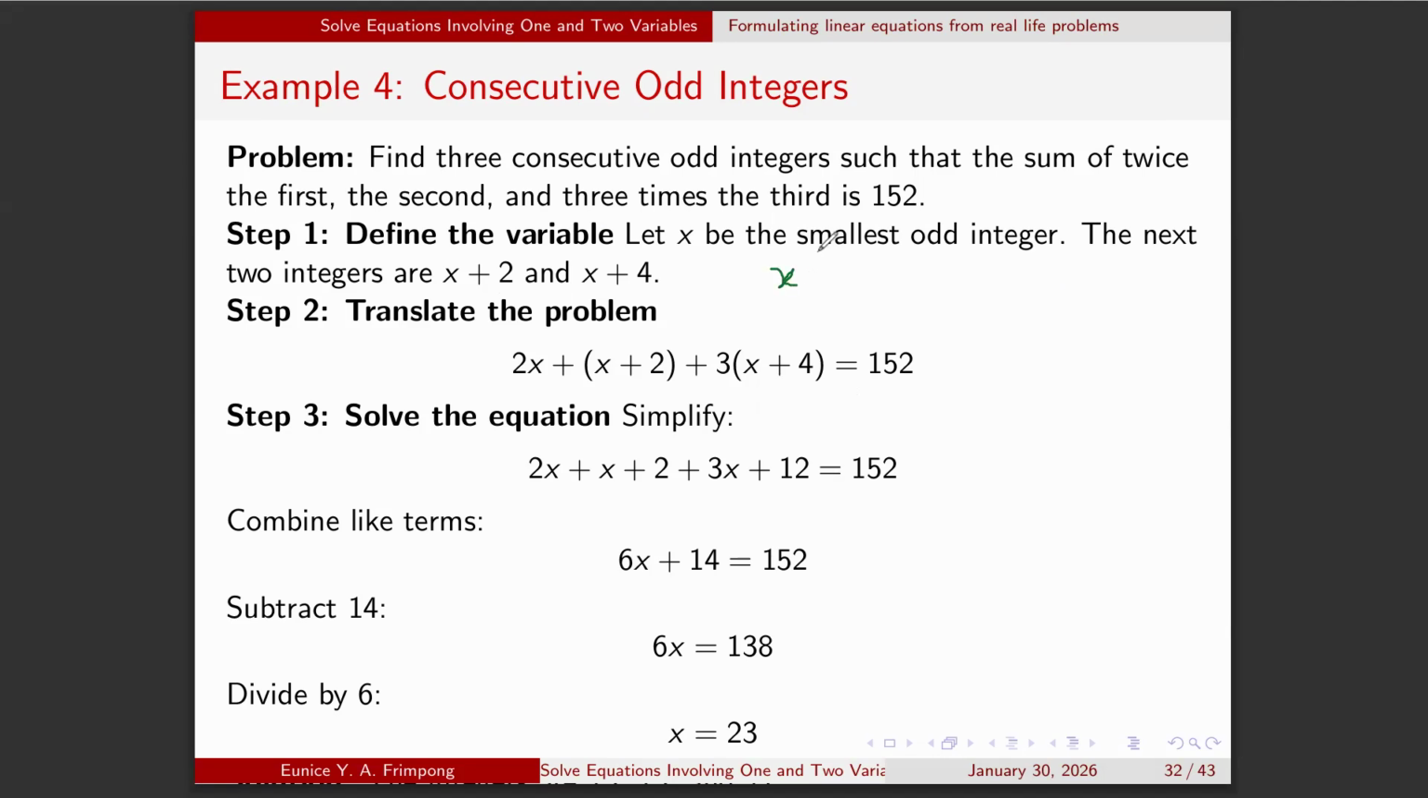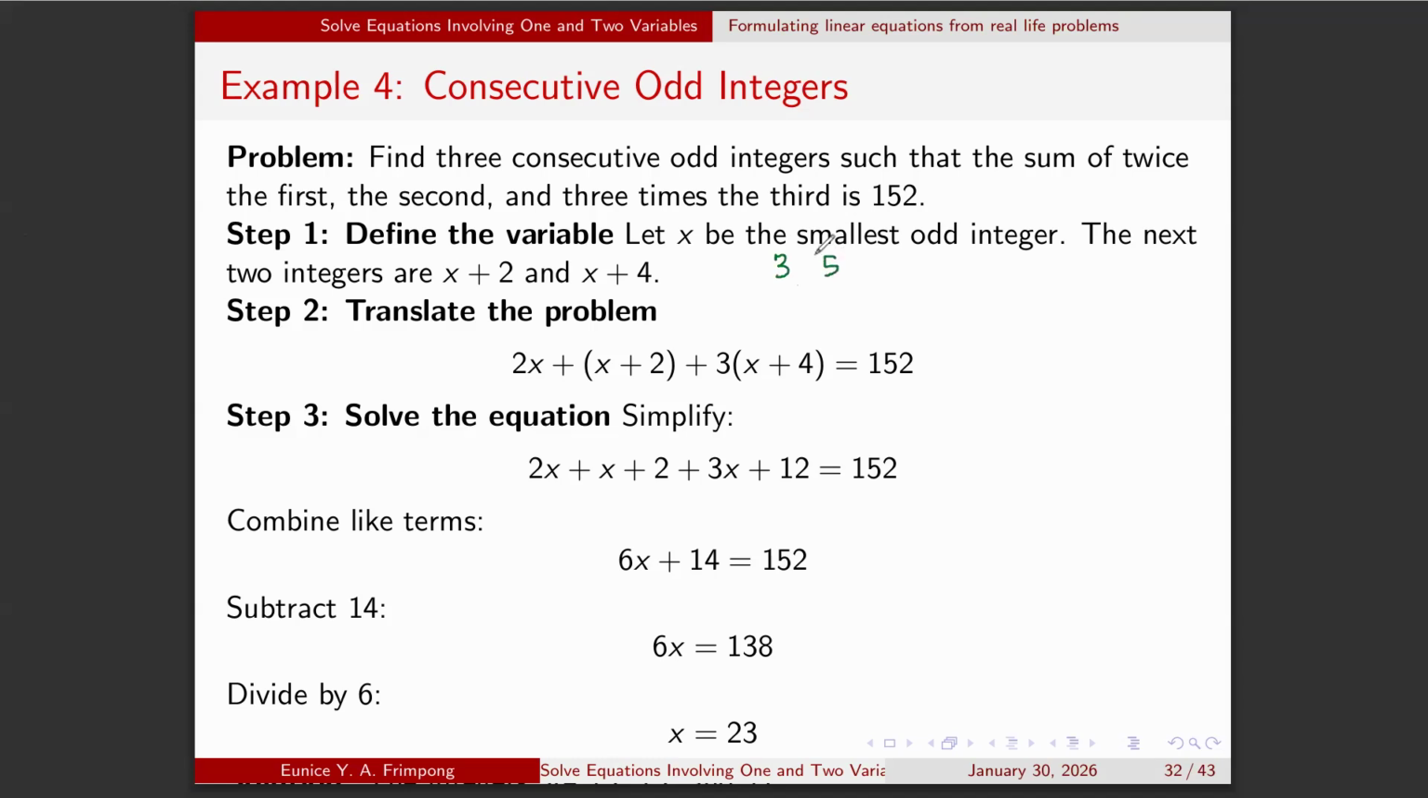Once you don't know, you always have to use, like the previous examples, a variable. You use x for it. So I'm using x for my first consecutive odd integer. But first of all, let's look at how consecutive odd integers look. Examples of consecutive odd integers. If my first odd integer is, let's say, 3, the next consecutive odd integer will be 5.